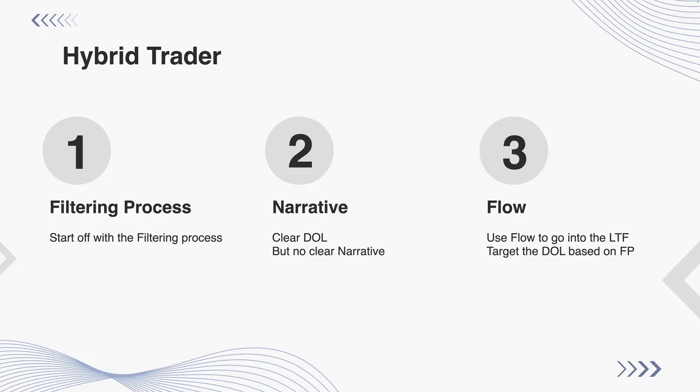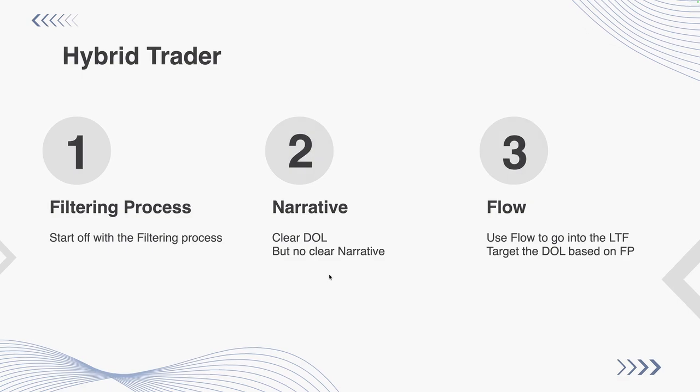Then, if you have no clear narrative, we can go into the third step, where it becomes flow. Use flow to go into the lower time frame right now. Target the drawn liquidity based on filtering process. So where the filtering process drawn liquidity right there is extremely clear, and you have picked out the highest probability pair, highest probability instrument, like we saw on GBP US dollar. But there's no clear narrative on the 4 hour or the daily. Now you can go into the 1 hour. You can go into the 50 minute to still capitalize on that draw on liquidity as well.